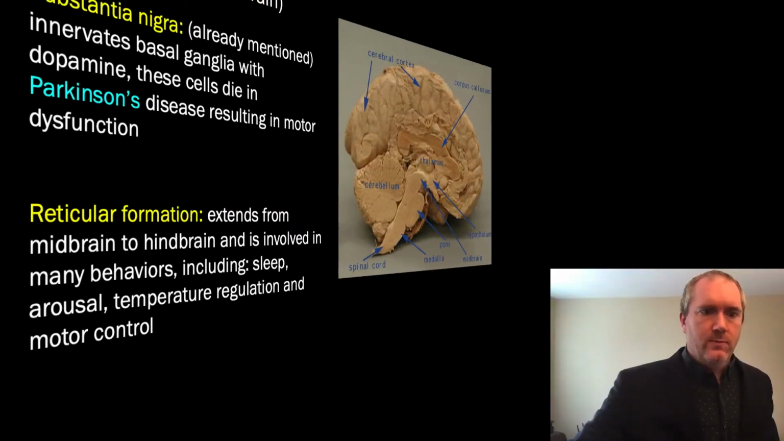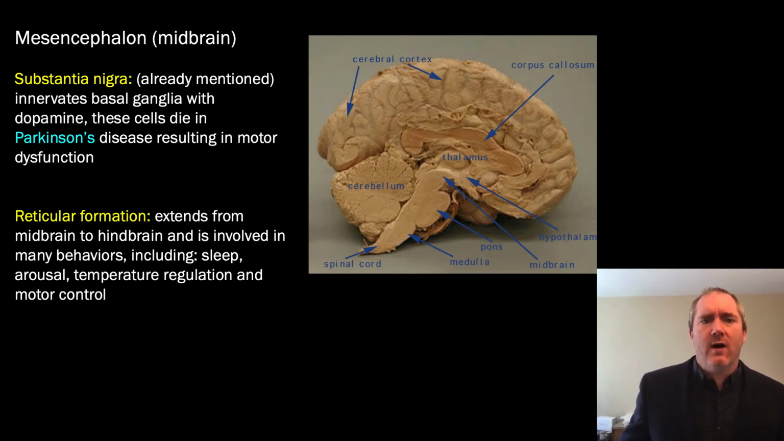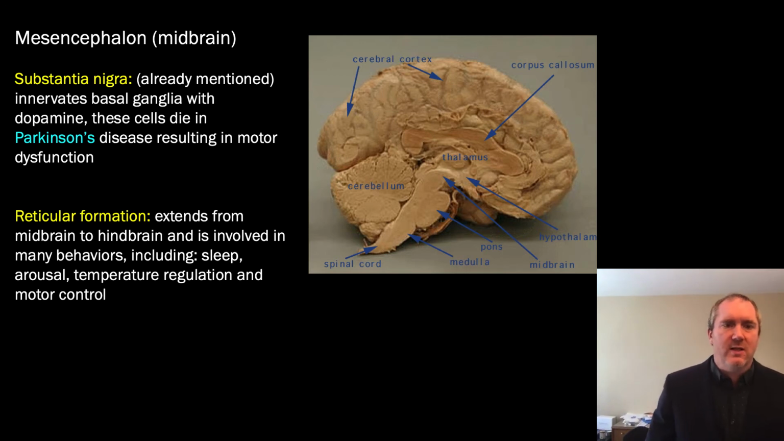Two regions of the mesencephalon or midbrain that I want you to be familiar with are the substantia nigra and the reticular formation. I've already mentioned the substantia nigra pars compacta. That is the origin of most of the dopamine neurons that then go on to the caudate putamen. It innervates the basal ganglia with dopamine, and importantly, these cells die in Parkinson's disease, resulting in motor dysfunction.